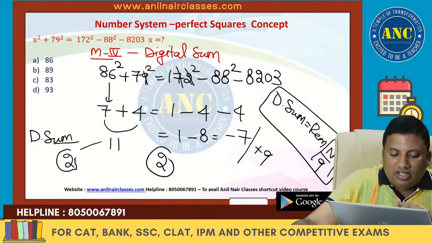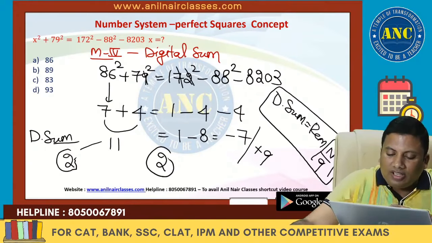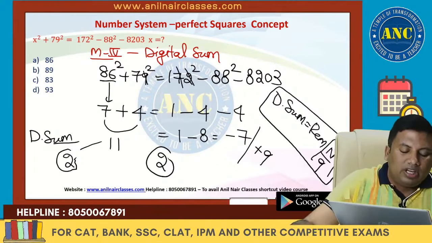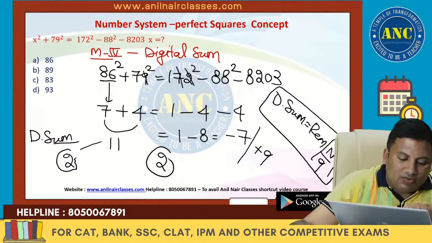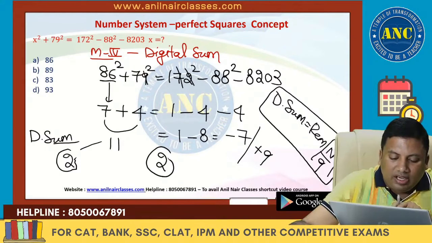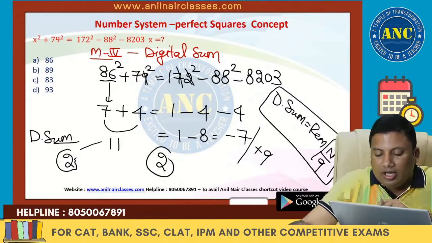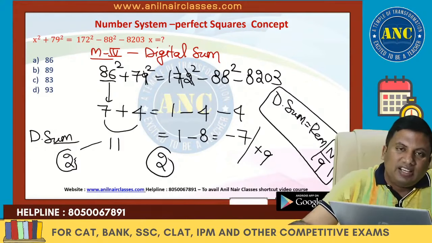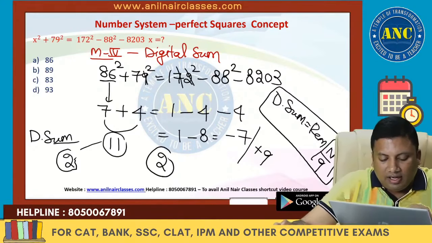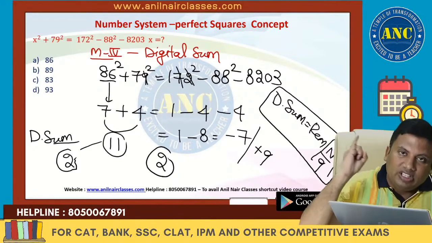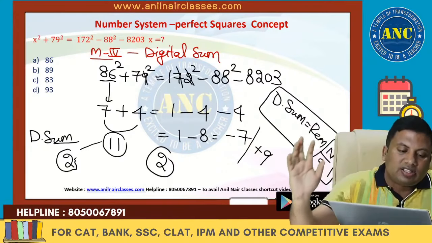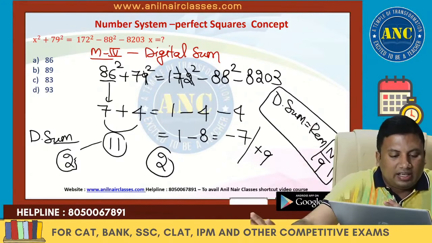86 square plus 79 square, 172 square minus 88 square. 86: 8 plus 6 is 14, 1 plus 4 is 5. 5 square is 25, so 7. 79: 7 plus 9 is 16, so 7. 7 square is 49, so 4. 1 square, 1. 88: 8 plus 8 is 16, so 7. 7 square is 49, so 4. 7 plus 4 is 11. 11 digital sum is 2. Unit digit we used. Number tree we used. Last two digits we used. And digital sum also we used. I hope the idea is clear.